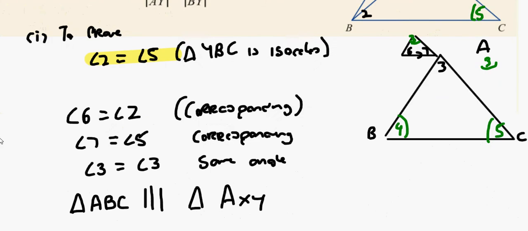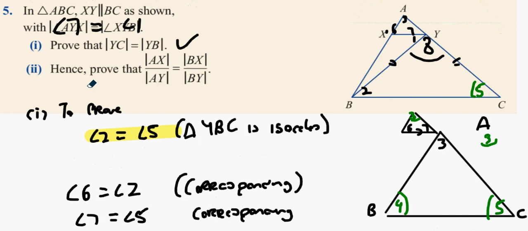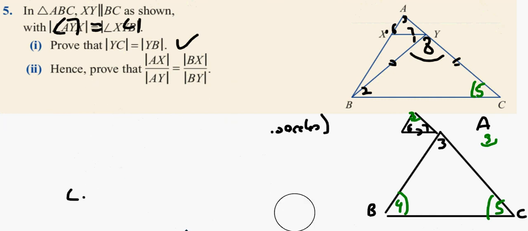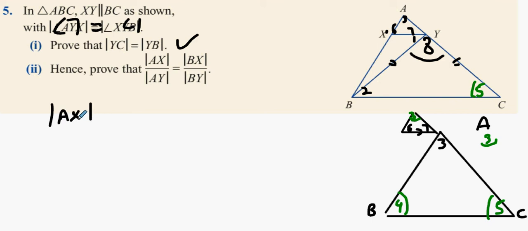Now, I proved earlier that ABC and AXY are isosceles. Okay, so I already proved that. So what I can then say is that AX over XB is the same as AY over YC. No doubt, I'll go through this first. I think we have it.